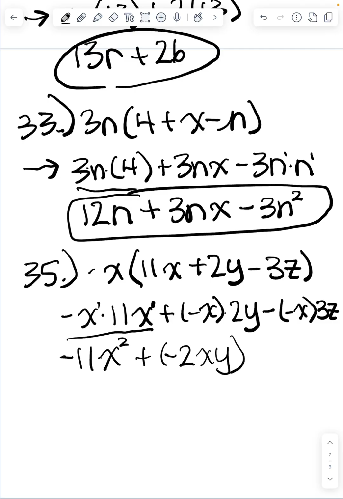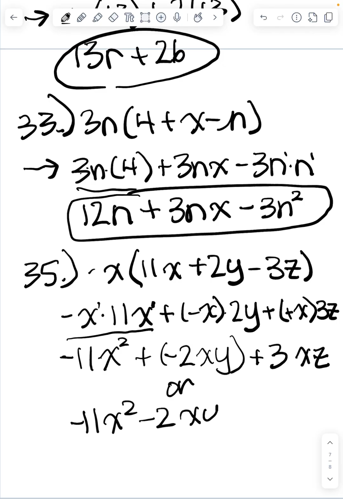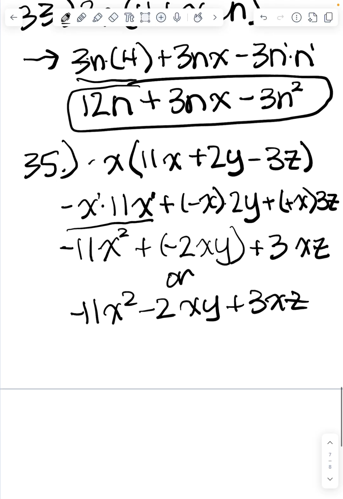So we usually put the variables at the end in alphabetical order. Here I see two negatives next to each other, so I'm going to do plus. And again, coefficient first, variables in alphabetical order. Okay, this would be okay, or negative 11x squared if you just wanted to write minus 2xy plus 3xz. That would be okay as well.